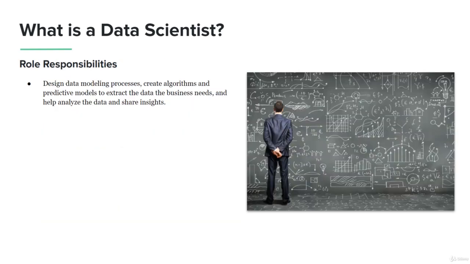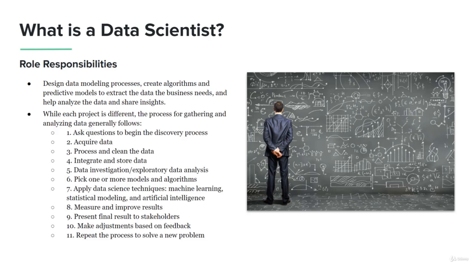Okay, so now let's look at some of the role responsibilities. The role responsibilities here for a data scientist: design data modeling processes, create algorithms through machine learning, right? And predictive models to extract the data the business needs and help analyze the data and share the insights. So while each project is different, the process for gathering and analyzing data generally follows this 11-step process.